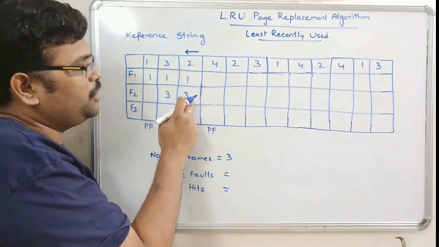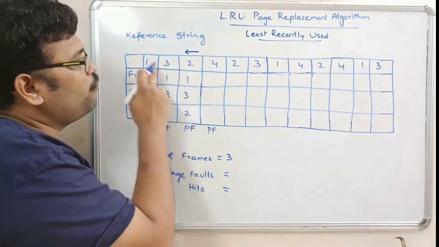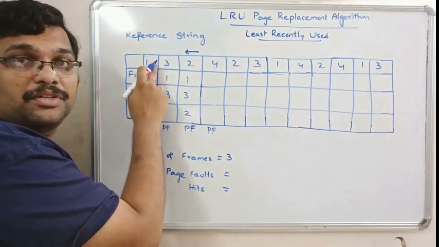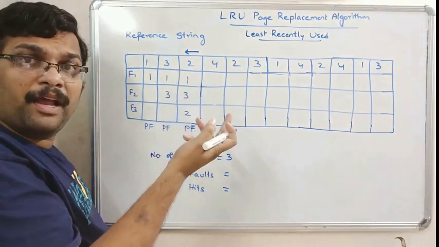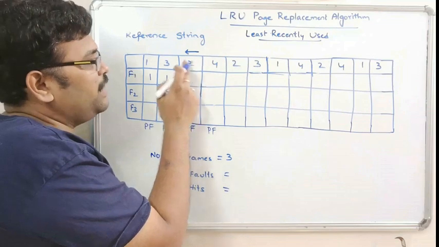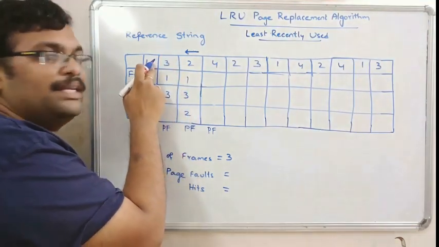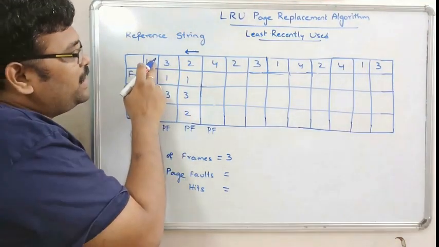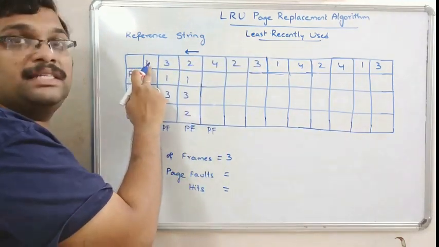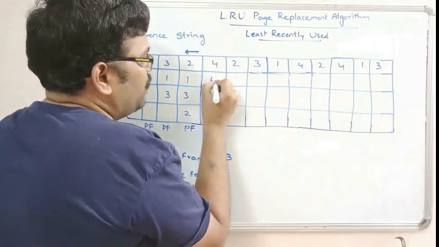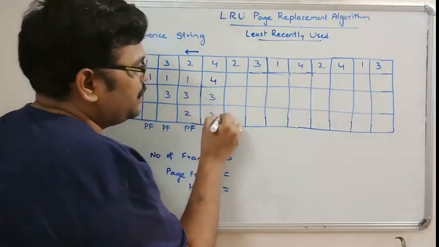Again 3 is also used. 1, so 1 is the least recently used. Among these 2, 3, 1, if you give the priority, 2 is first, 3 is second, 1 is third. So 1 is the least recently used among these 3. So I have to replace 1. So replace 1 with 4, giving 4, 3, 2.